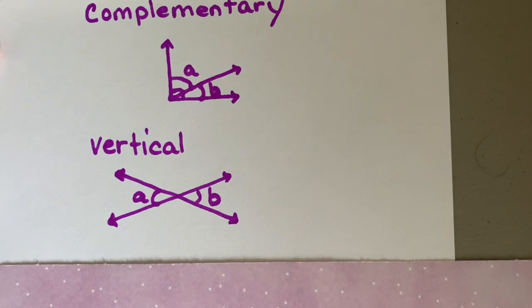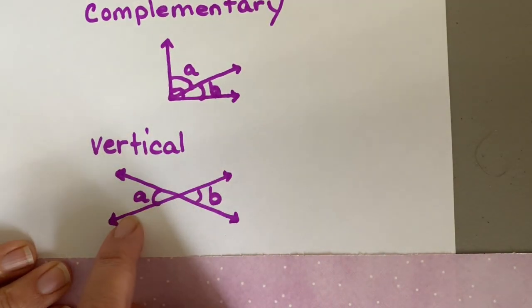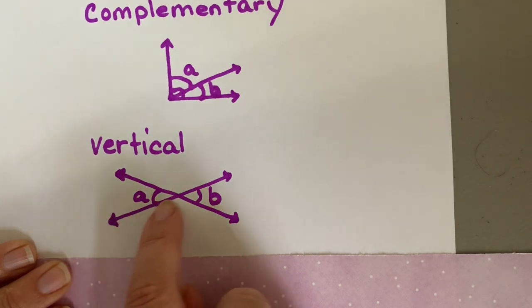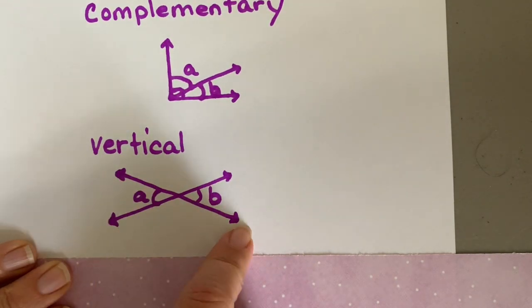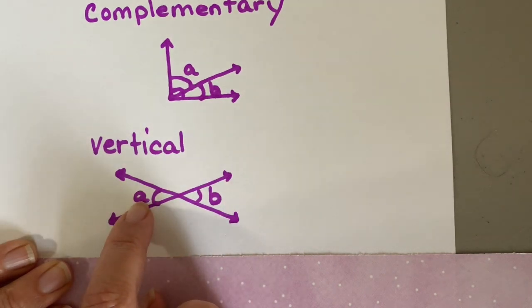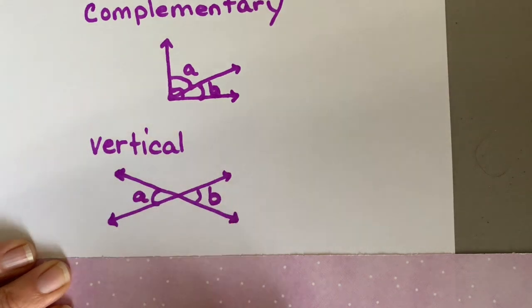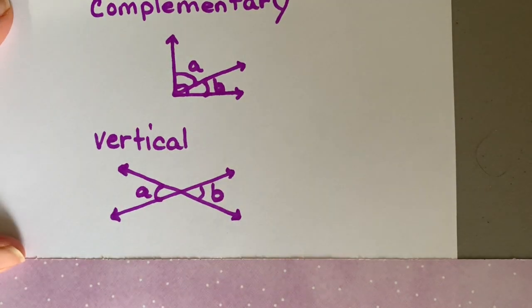And vertical angles are angles that are directly across from each other, and each of their legs or edges make a straight line. So basically, the measurement of angle A is exactly equal to the measurement of angle B. And there you go, let's do some practice.